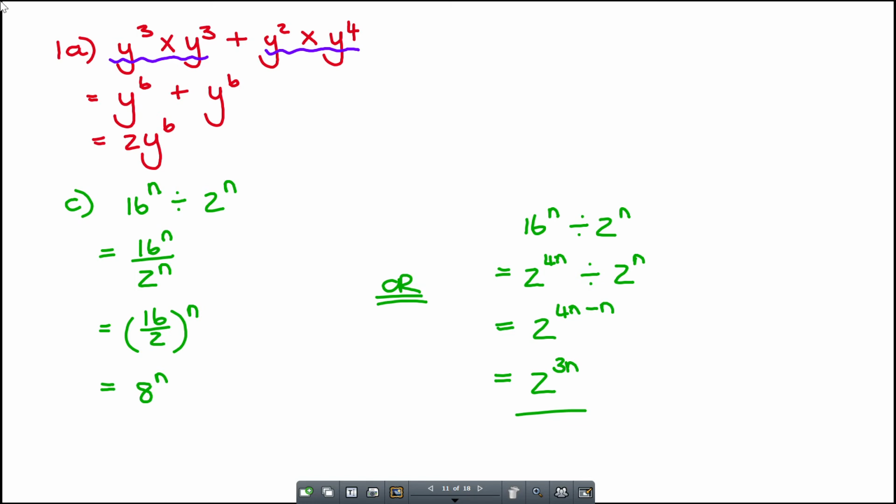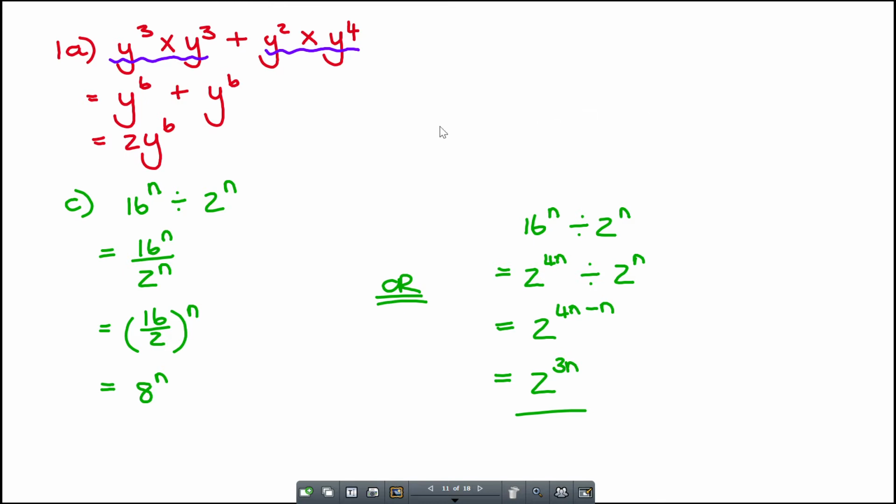Right, the first one: y to the power 3 times y to the power 3 plus y squared times y to the power 4. Okay, so yesterday we said, very important, keep in mind BODMAS. Right? So between the multiplication and the addition, which one was more important? Multiplication. So you'll see I underlined the first, how what is bottom? The first two and the last two.